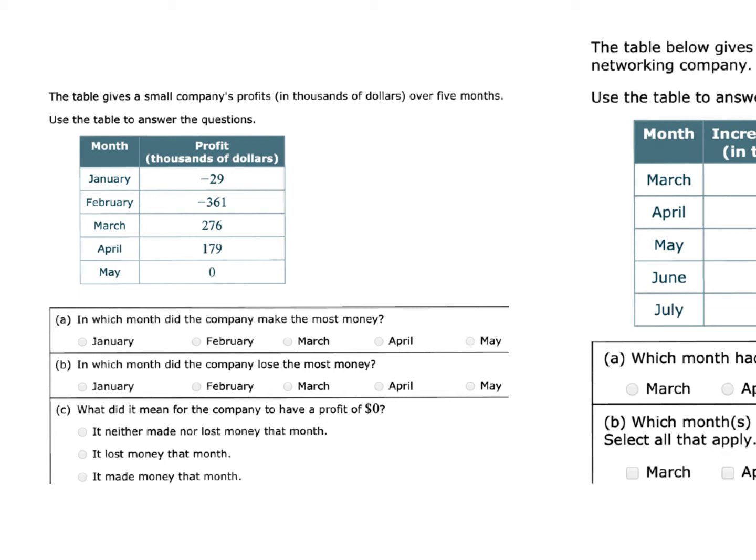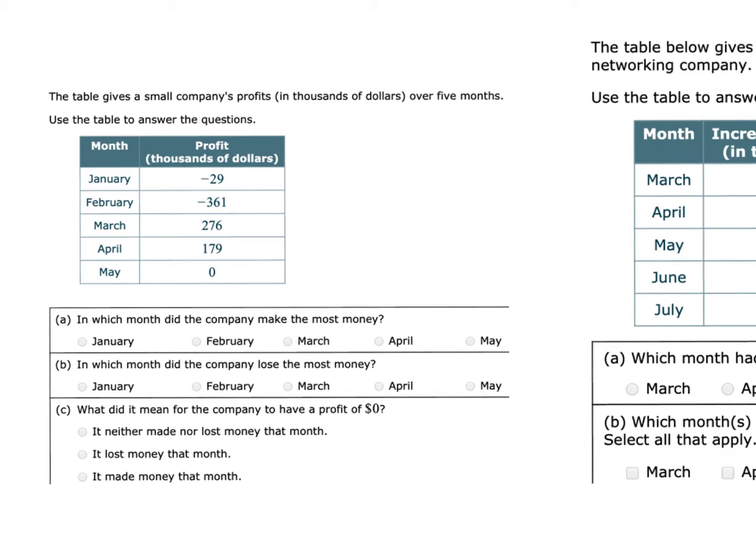First, though, I want to do some integer problems, understanding negatives to kind of get us where we need to go with this. So the first question here. The table gives a small company's profits in thousands of dollars over 5 months. Use the table to answer the question.